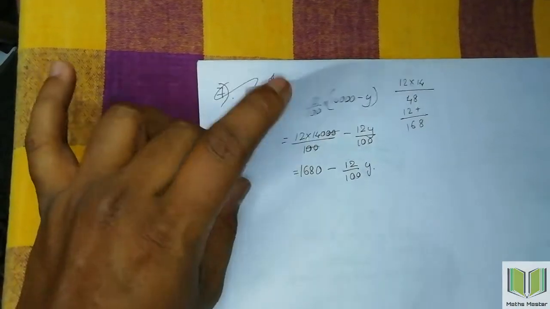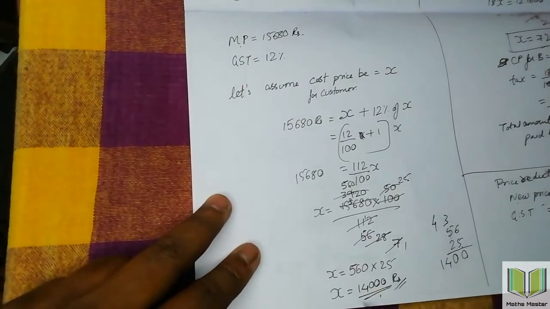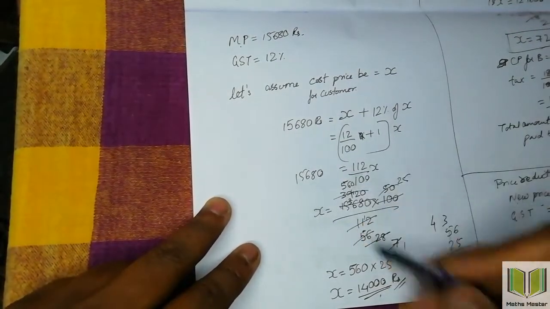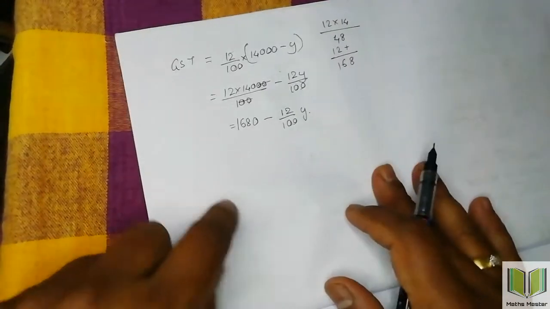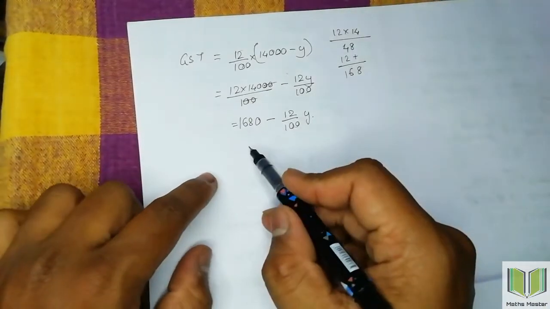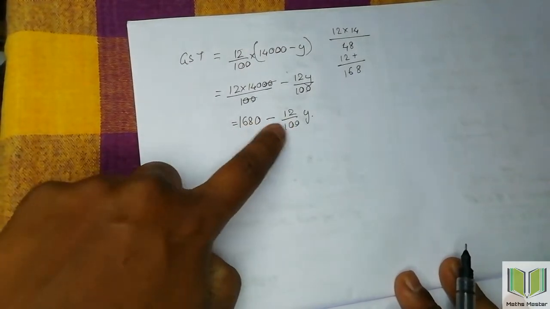See guys, the other way of understanding this part is: if 14,000 is the new MRP, 15,680 was the previous MRP, and 1,680 rupees is the difference amount. But in terms of tax also we need to calculate, right? The price at which he purchases, based on that we are calculating the new GST: 1,680 minus 12 by 100 of Y.